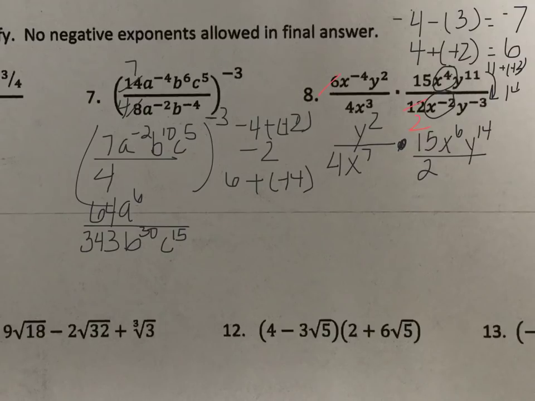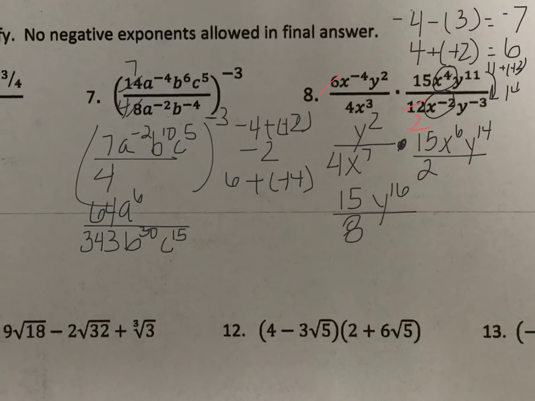So now we'll combine the two fractions together. We'll start with the numbers, 15 on the top in the numerator and 8 in the denominator. My numerator has y squareds in it, so y squared and y to the 14th. Add your exponents, so we get y to the 16th power.